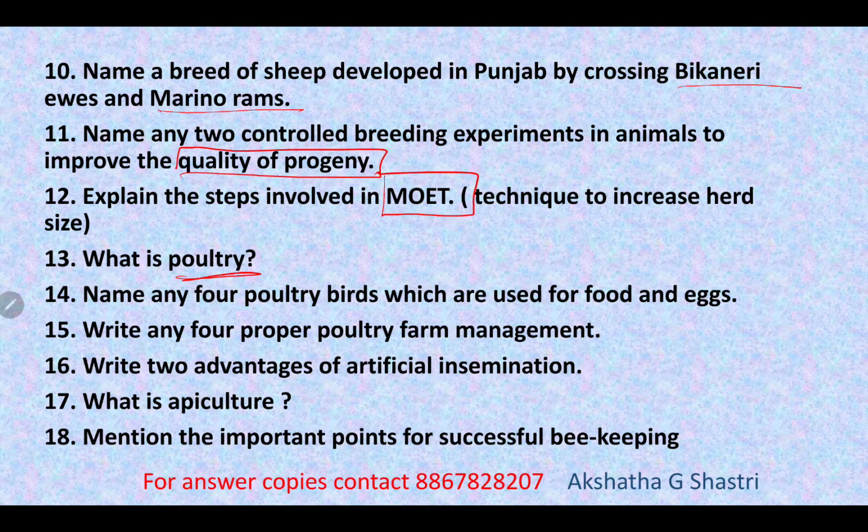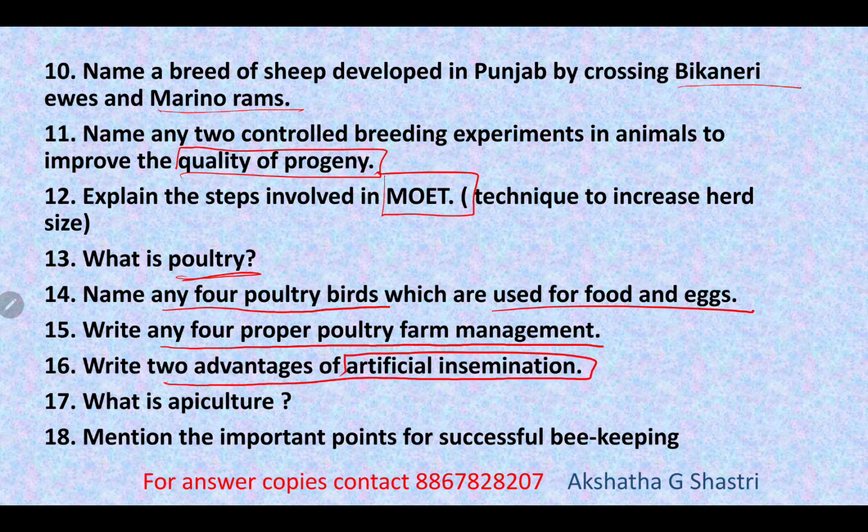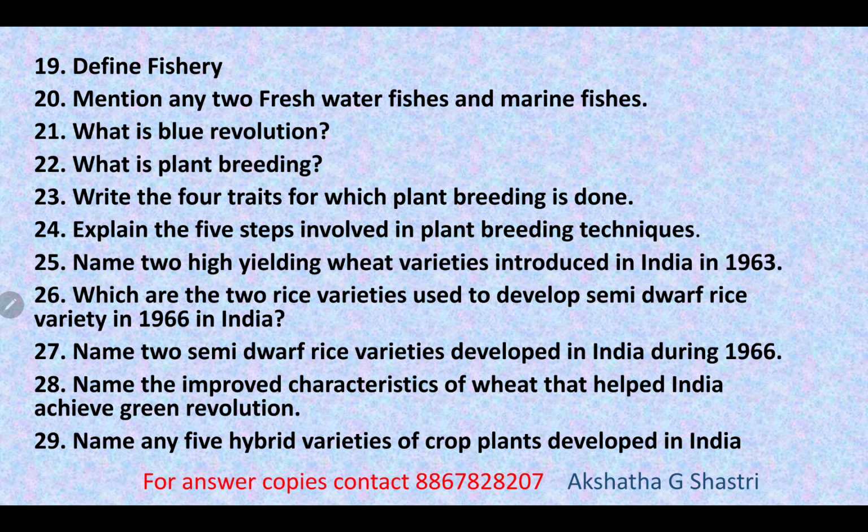What is poultry? Name any 4 poultry birds which are used for food and eggs. Write any 4 proper poultry farm management practices. Write 2 advantages of artificial insemination. What is apiculture? Mention the important points for successful beekeeping. Define fishery. Mention any 2 freshwater fishes and marine fishes.